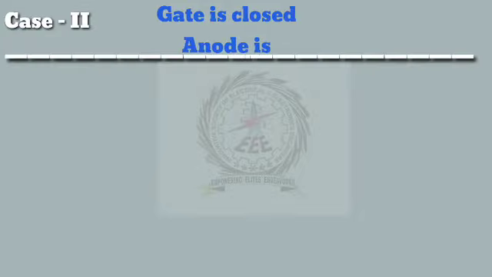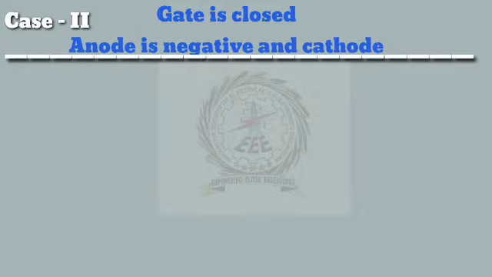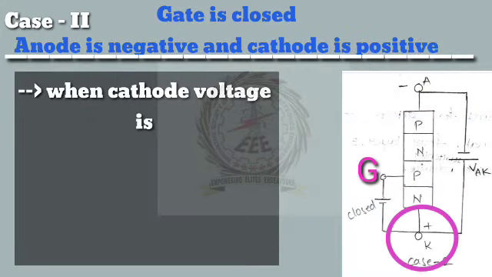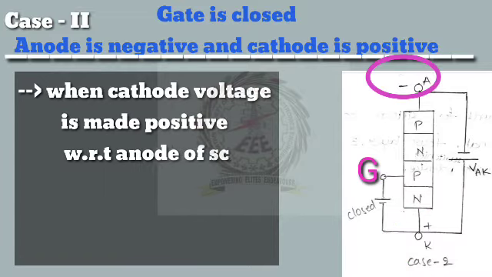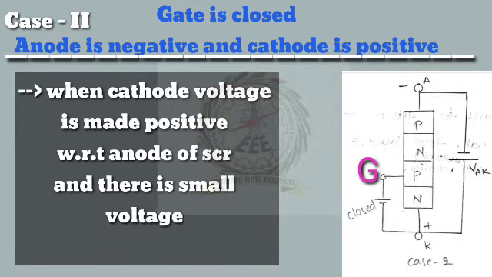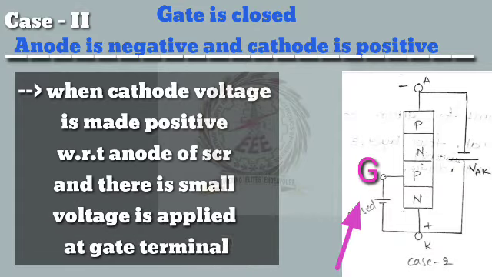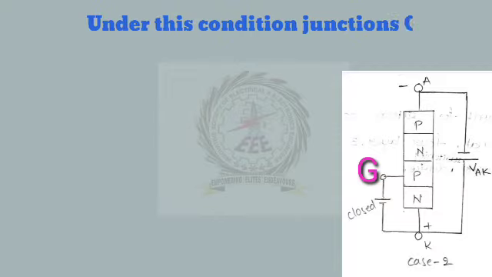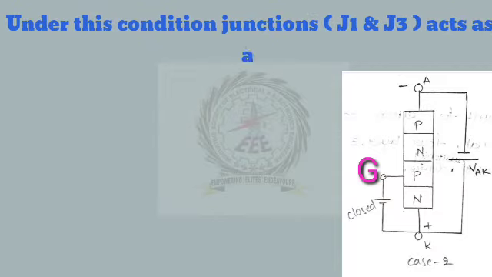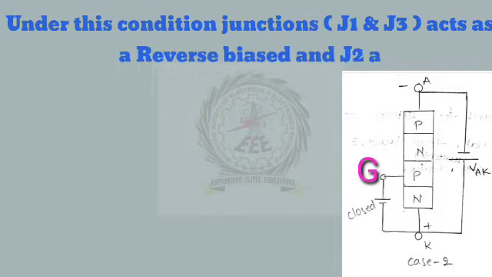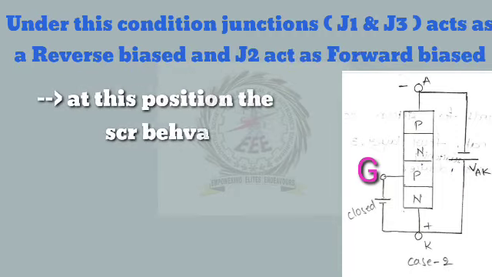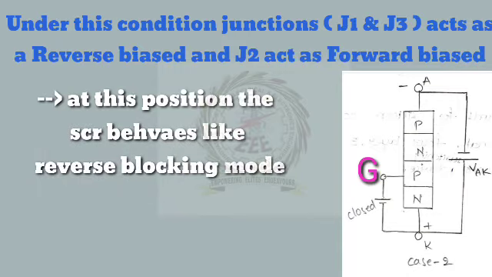Let's see case 2. Gate is closed, anode is negative and cathode is positive. When cathode voltage is made positive with respect to anode of SCR and a small voltage is applied at the gate terminal, under these conditions junctions J1 and J3 act as reverse biased and J2 acts as forward biased. At this position, the SCR behaves like reverse blocking mode.